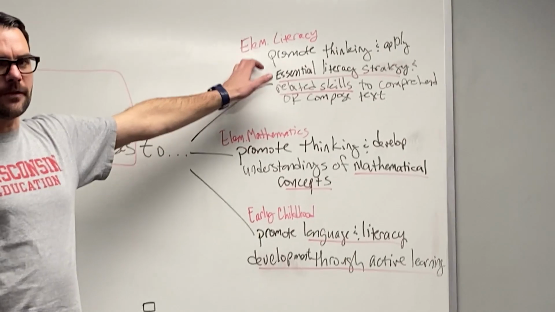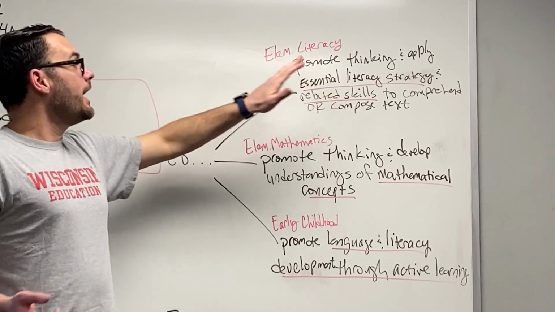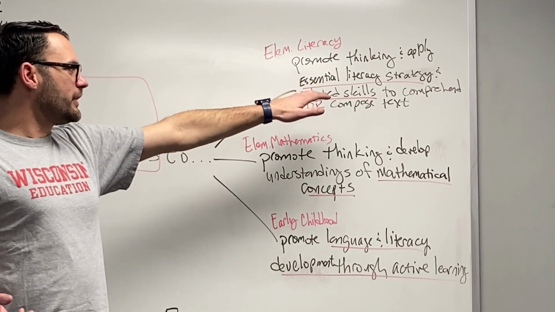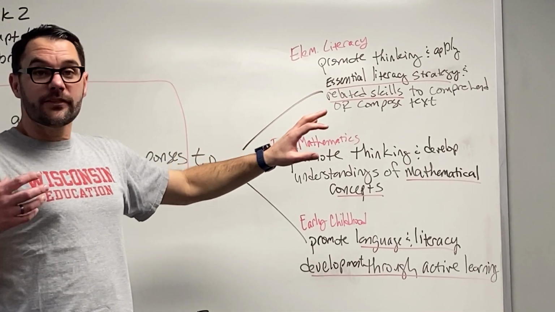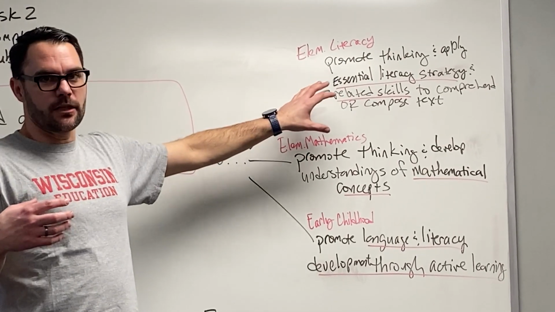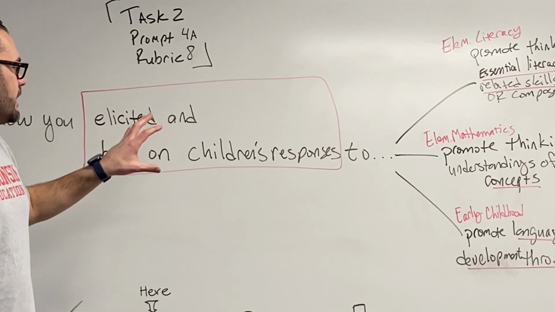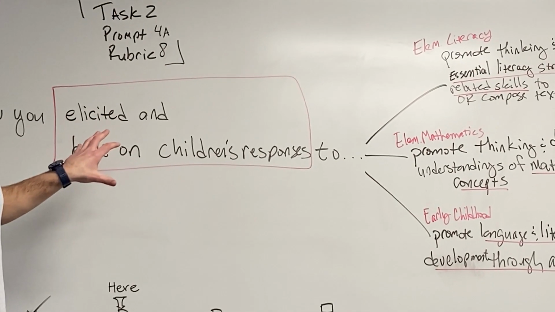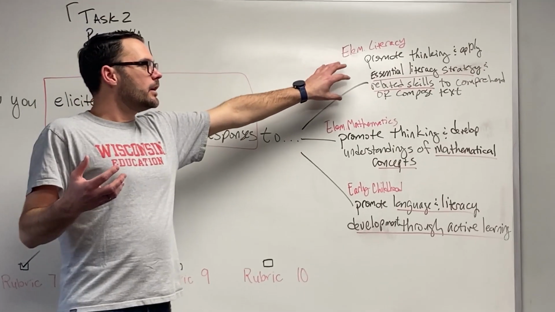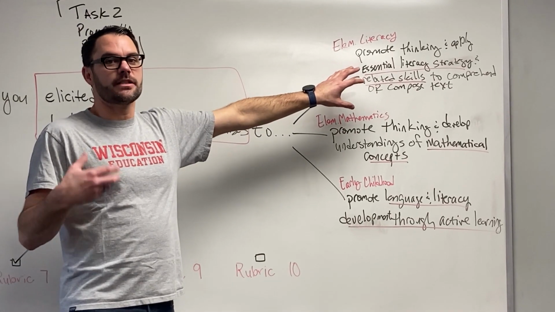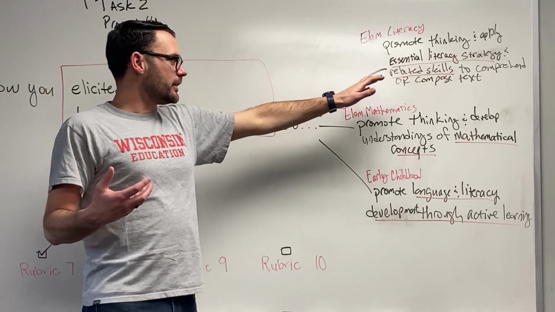For elementary literacy, once again, we're focusing on promoting thinking and applying the essential literacy strategy and related skills to comprehend or compose text. So if possible, to really try to draw a connection between the types of questions that you're asking and the way that you're building on children's responses, both in a vacuum, but even more so, how those are helping students to deepen their thinking and to apply the essential literacy strategy and related skills.